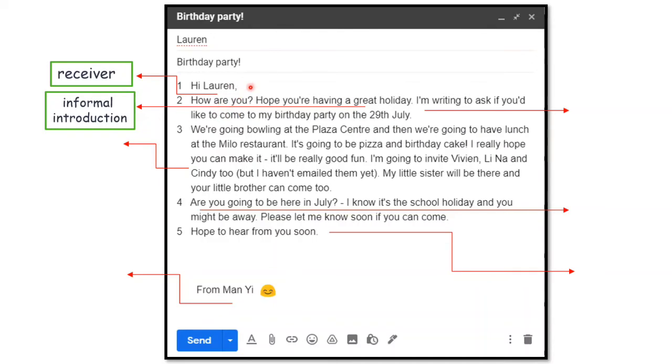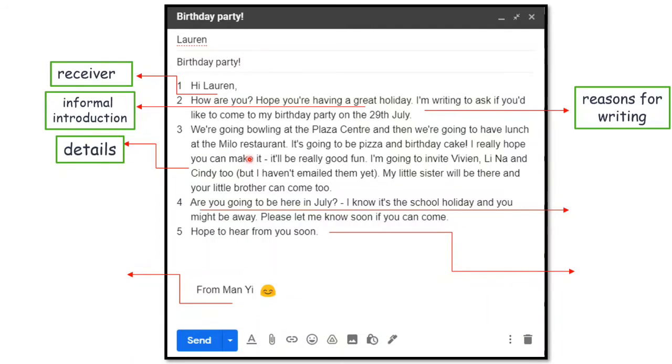You open your invitation here by asking about the condition. "And I'm writing to ask if you'd like to come to my birthday party." So this is the reason for writing the invitation. Next, we go to the third part. "We're going bowling at the Plaza Center and then going to have lunch at the Milo restaurant," and so on. Here will be the details from your invitation.